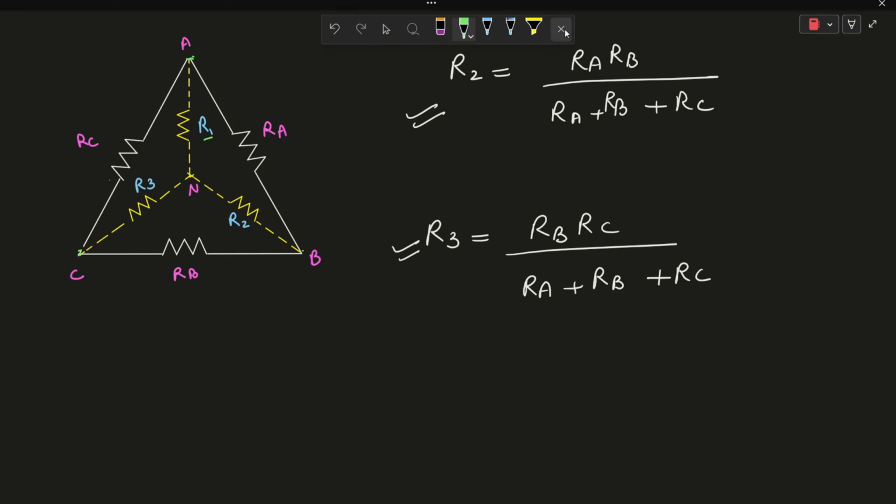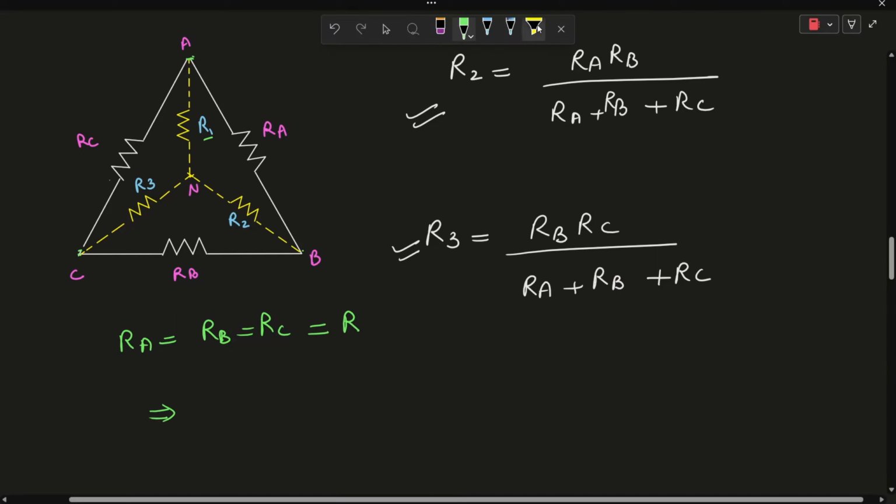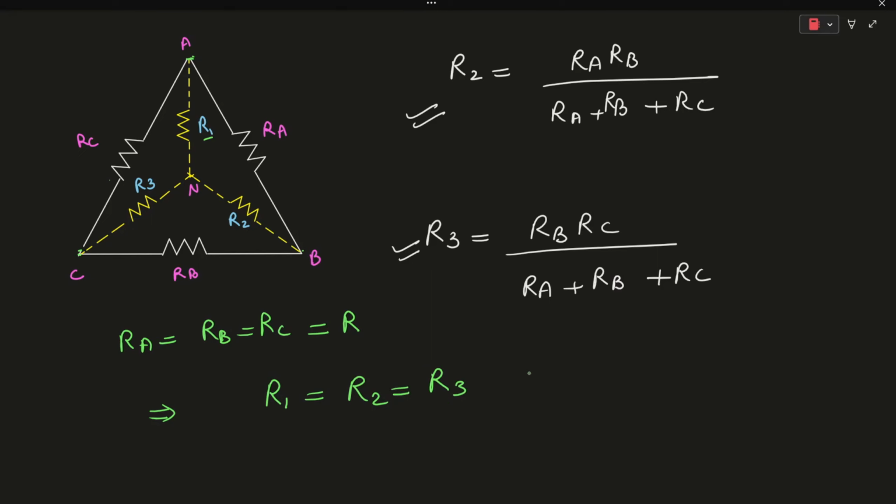Let's say the value of RA is equal to RB is equal to RC is equal to R. Let's say all the resistors have the same value. This implies the value of R1 equal to R2 equal to R3 will be equal to R upon 3. So the value of the resistance decreases to one third when we convert our delta system into a star system. I hope it is clear.